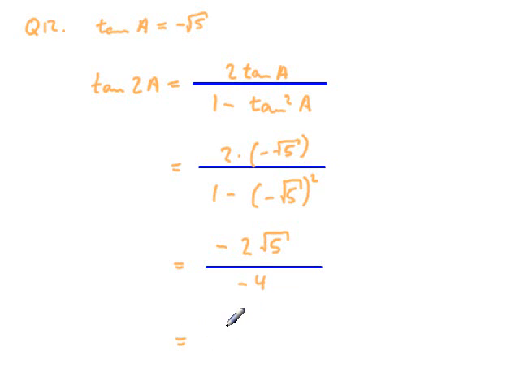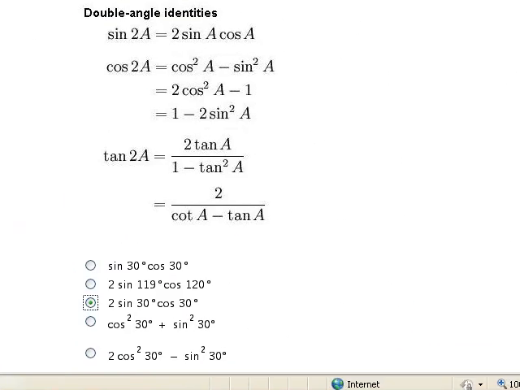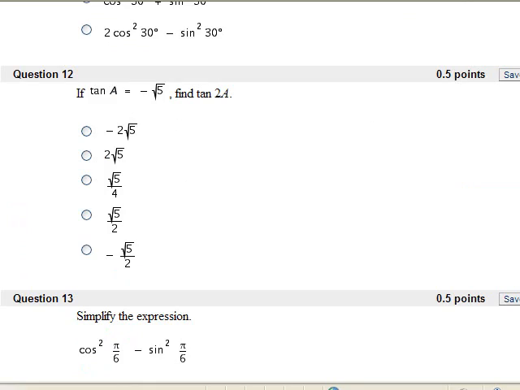The negatives, of course, divide out, and it's 2 over 4, which is 1/2 square root of 5, and I'm going to look at the possible answers, and that would be this one here, square root of 5 over 2.